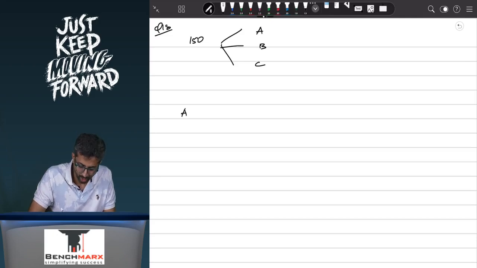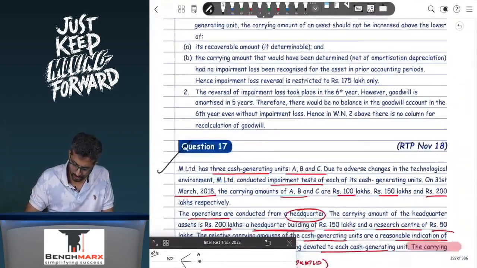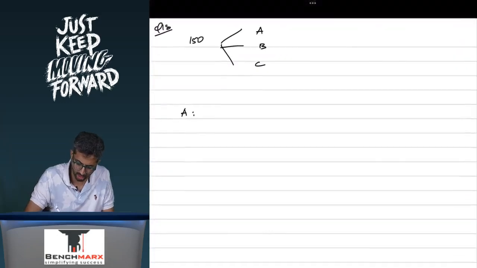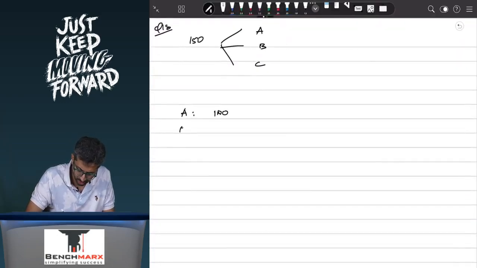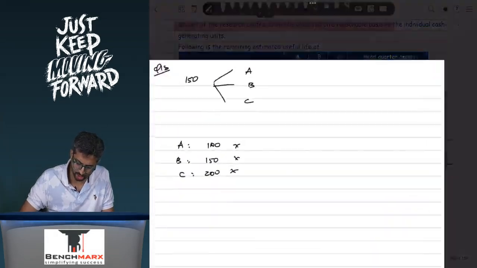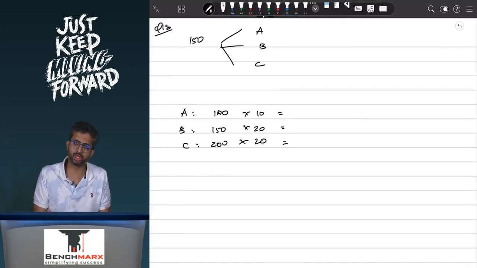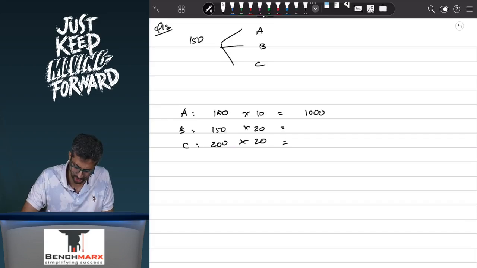Well, your carrying values are 100 for A, 150 for B and 200 for C. And you have to also look at the life. The life over here is 10, 20 and 20. So, 100 into 10, 150 into 20, 200 into 20. A is a smaller CGU with a smaller life, and hence it has a relatively lesser allocation. This is 1000, this is 3000 and this is 4000.